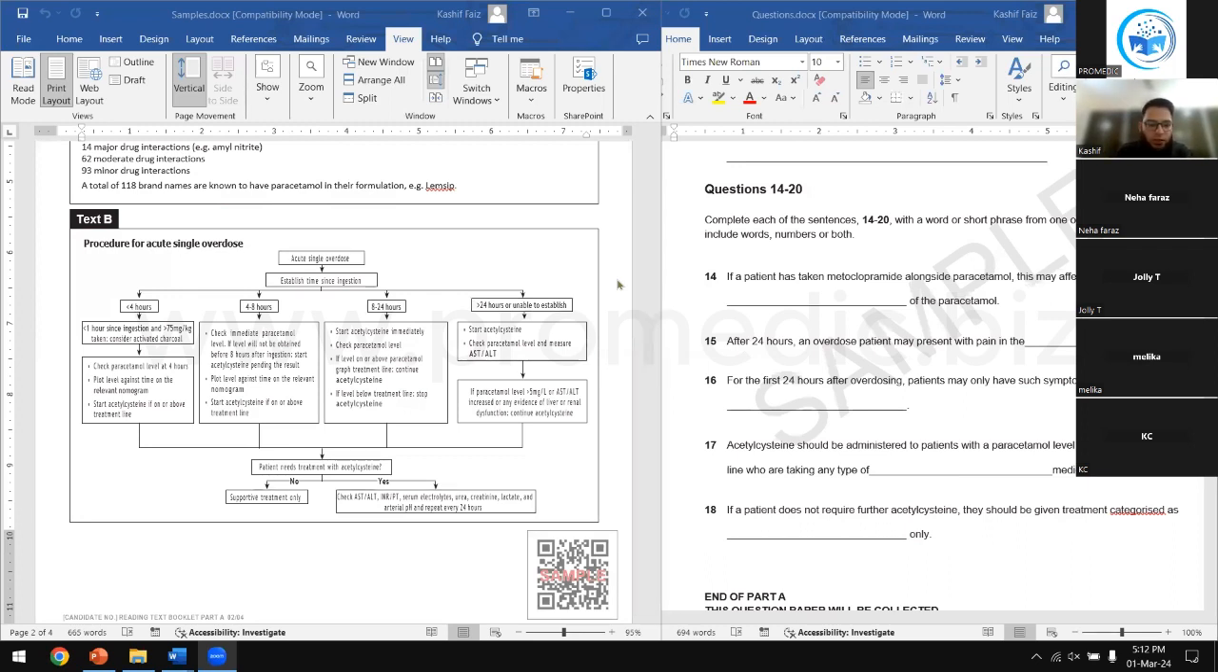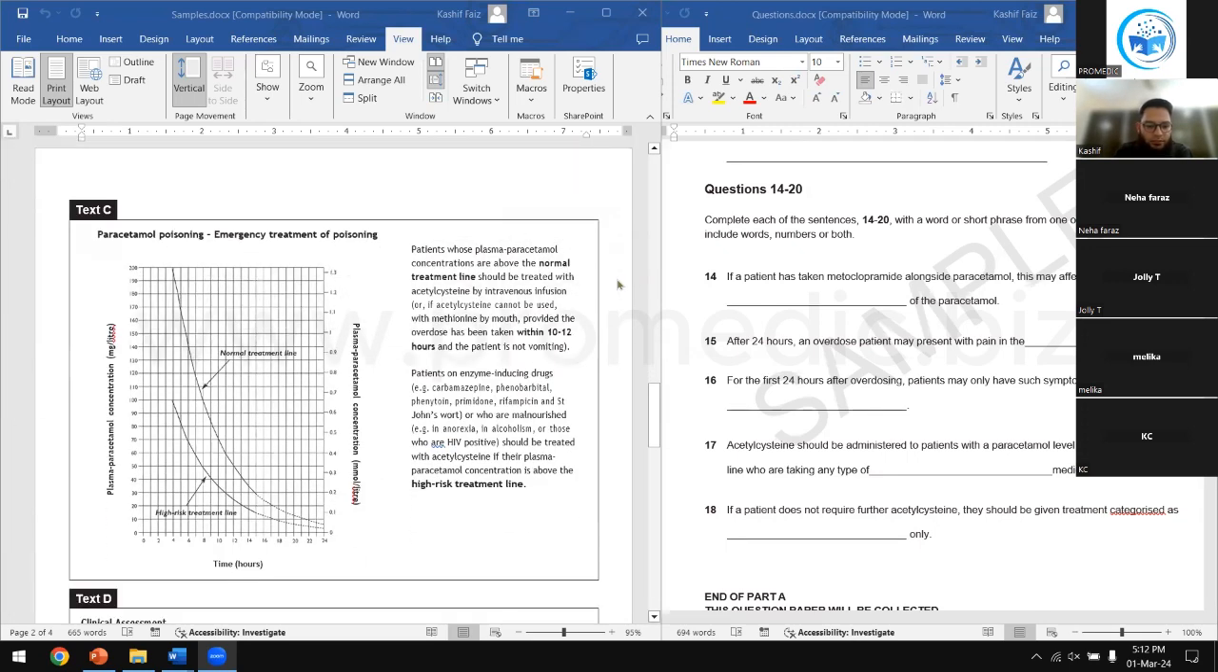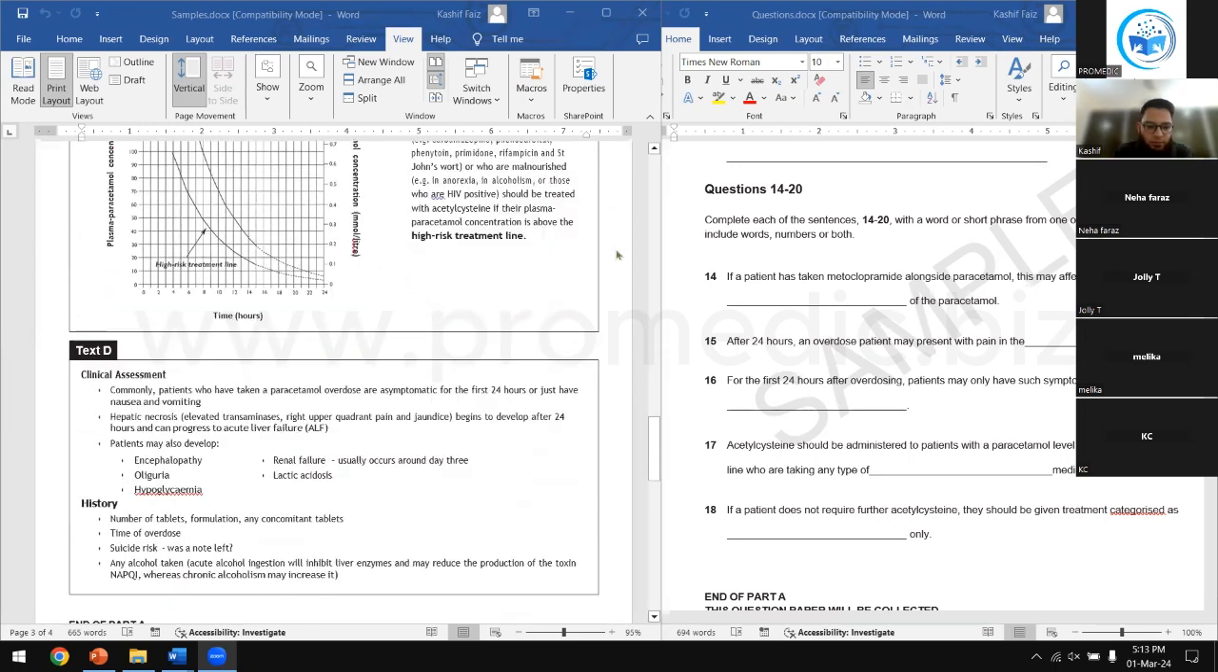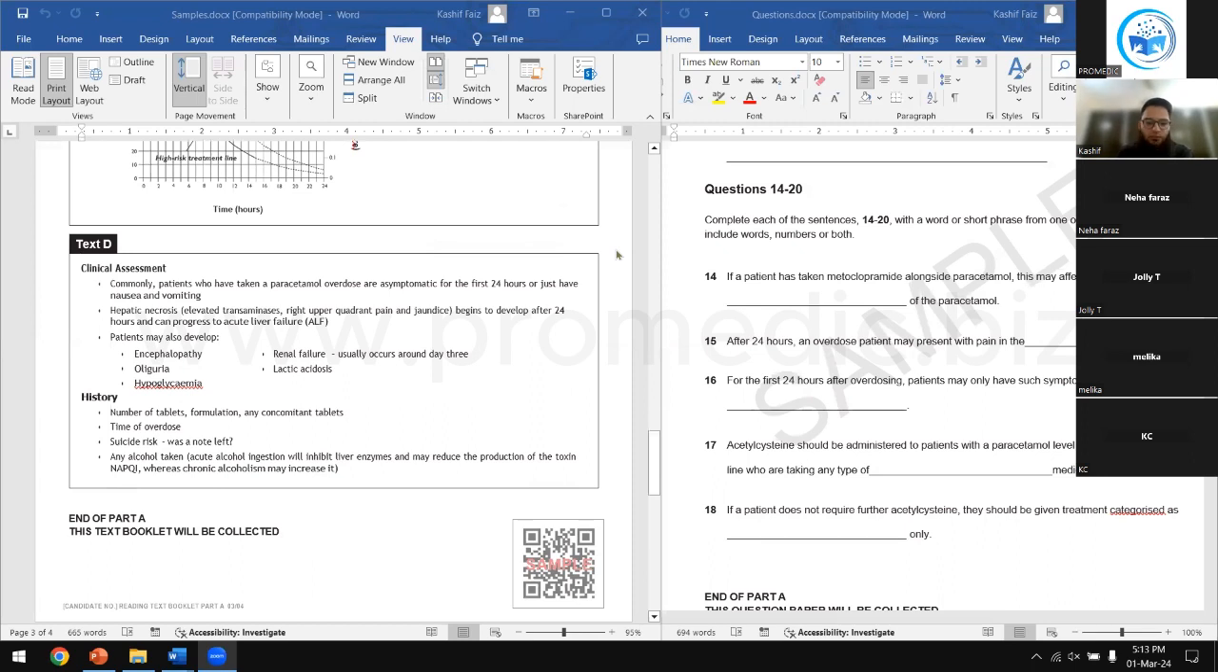Okay, I will pause now on the text C for you guys. See if you have any question from text C, answer it. And now last pause on the text D. Okay, and you can match your answers.